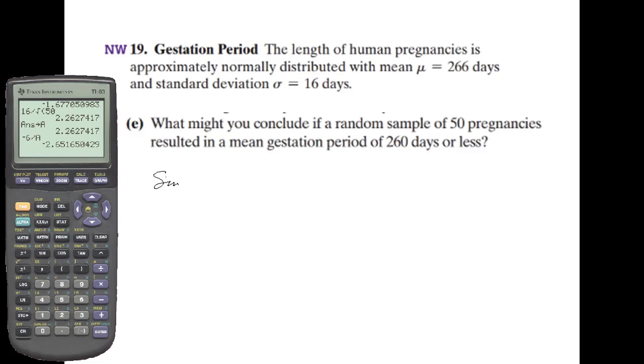Since the probability that X is less than 260 if n is equal to 50 is equal to 0.004, which is less than 0.05, this is unusual. But something else might be happening here. There's a lurking variable. I actually didn't know why, so I looked it up.